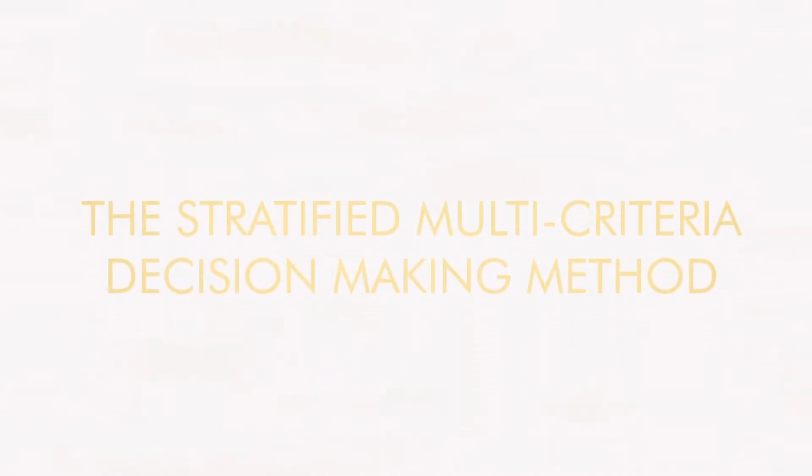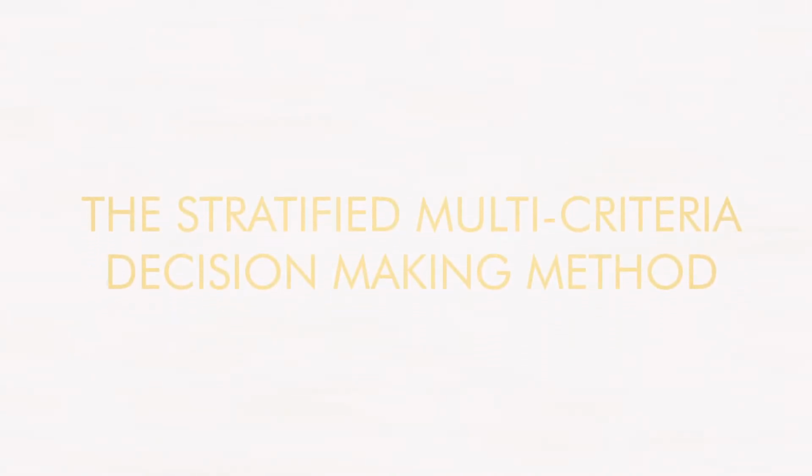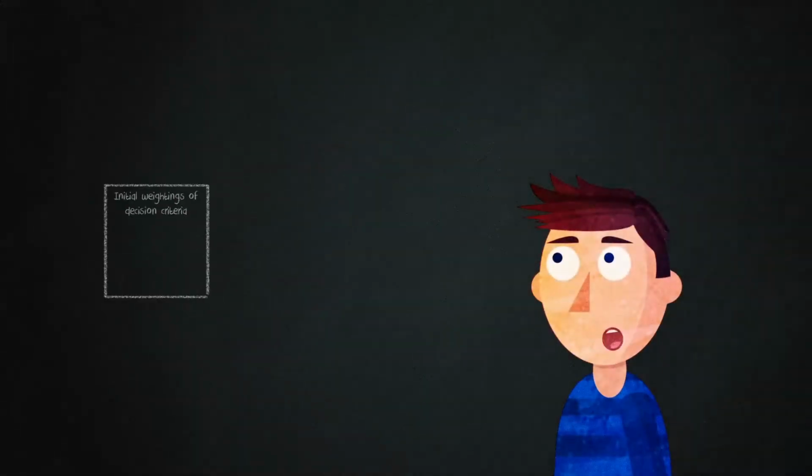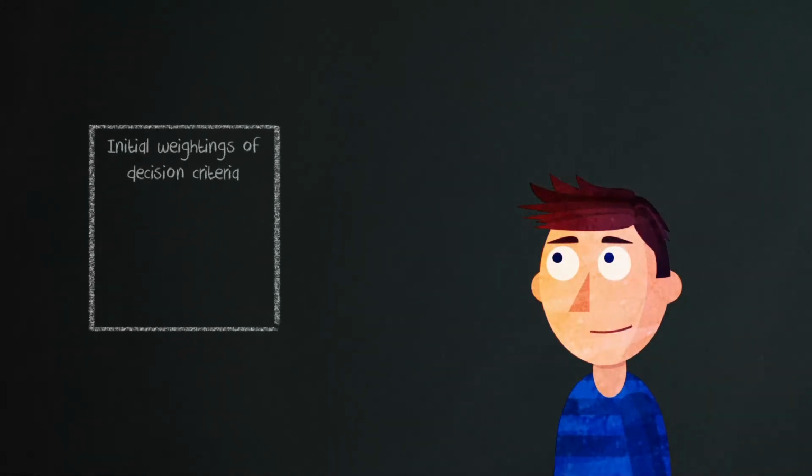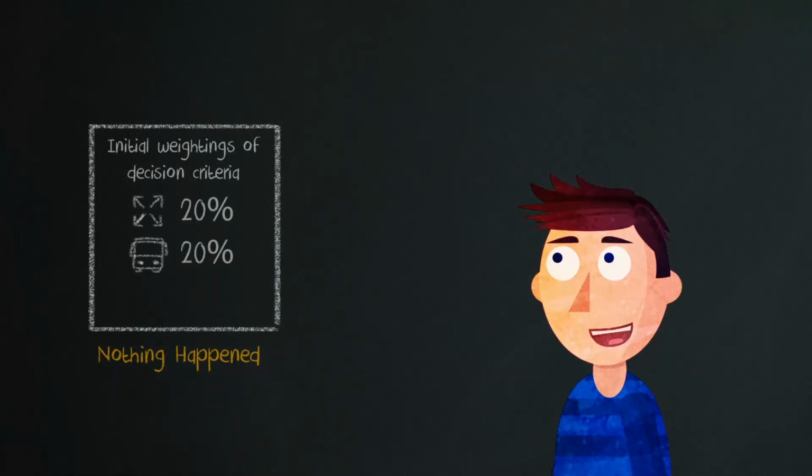This is where the stratified multi-criteria decision-making method may help. To assess these 2 situations, we consider 2 states. One is that your current situation persists and nothing happens. In this state, the weighings of the criteria remain as you initially assigned them at the beginning of this video. 20% for size, 20% for accessibility, and 60% for price.